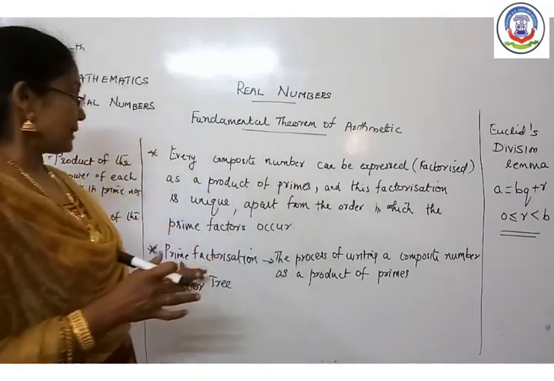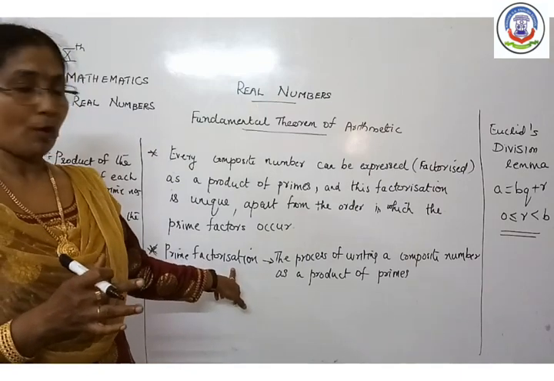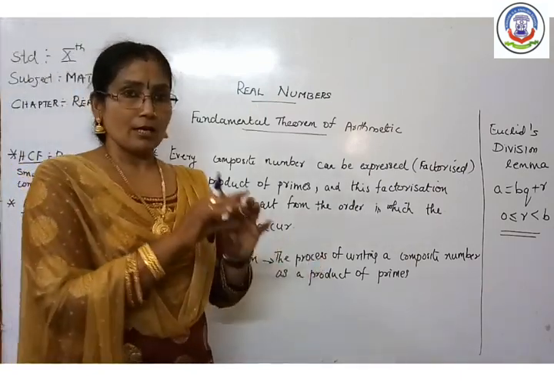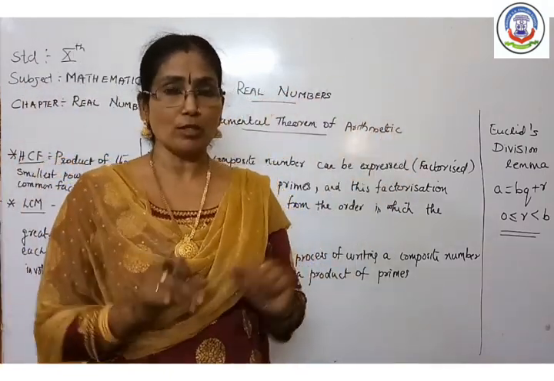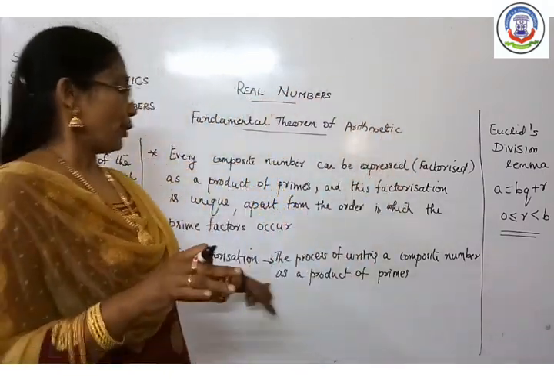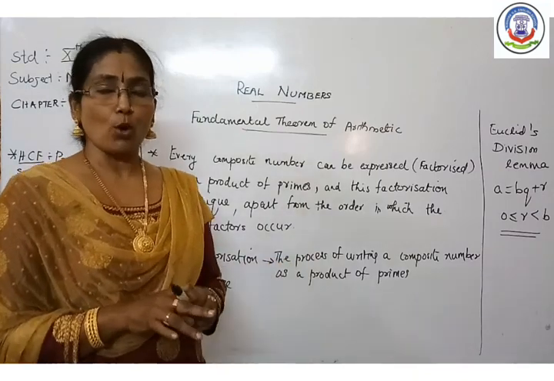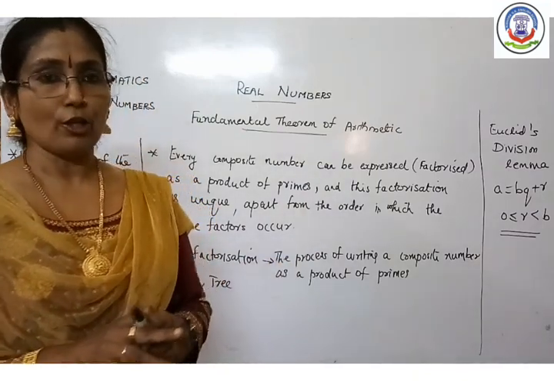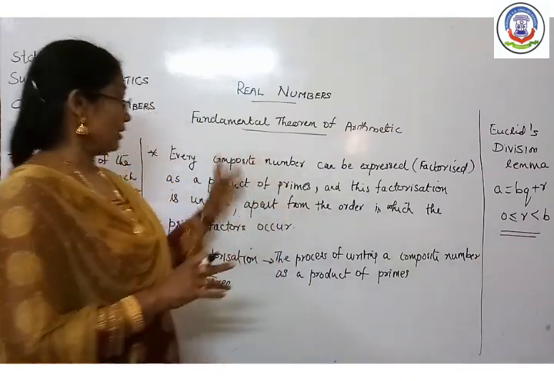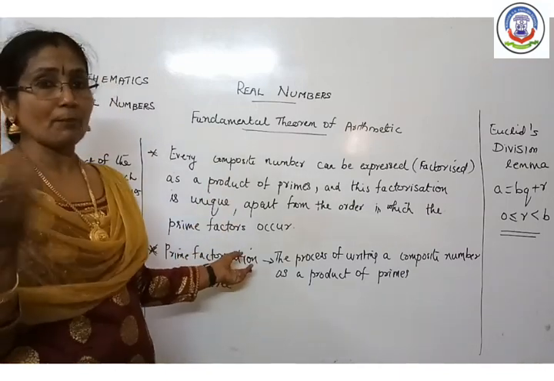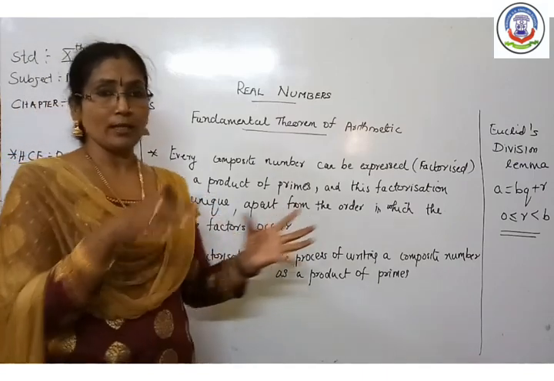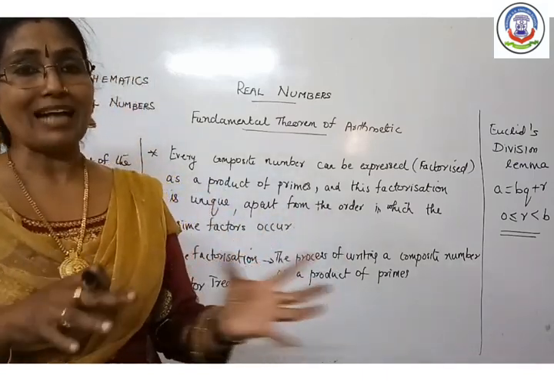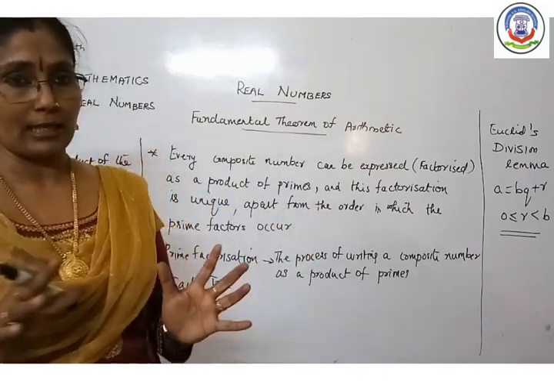And the next one is what is prime factorization? Prime factorization means the process of writing a composite number in the form of a product of primes. That is known as prime factorization. You are familiar with the word factorization from the previous class. Prime factorization means you are writing a composite number as a product of prime numbers itself.